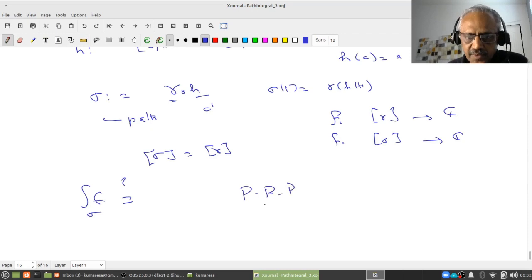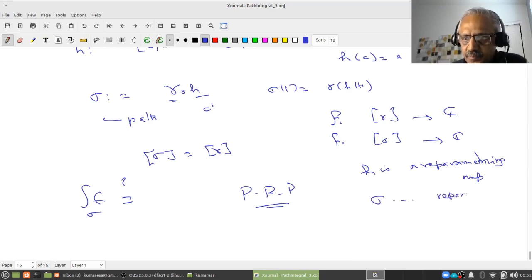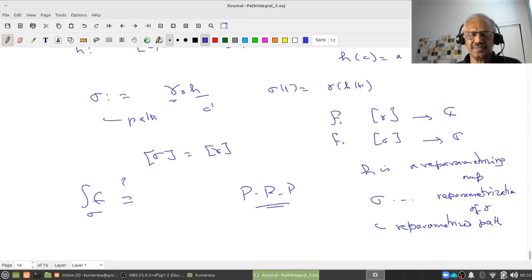Pause, review, proceed. Okay, h is called a reparametrizing map, and sigma is called a reparametrization of gamma, and sigma is a reparametrized path. These are all jargon. Teachers may have different ways of saying it, but it's the same, all remain the same. That's why if you understand the concept, a slight difference of notation will not confuse you.